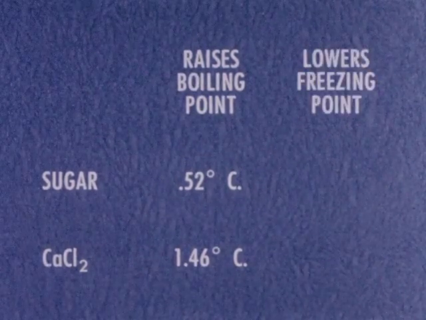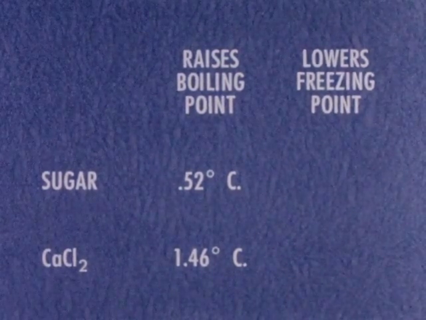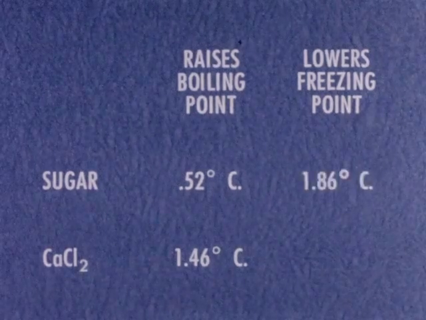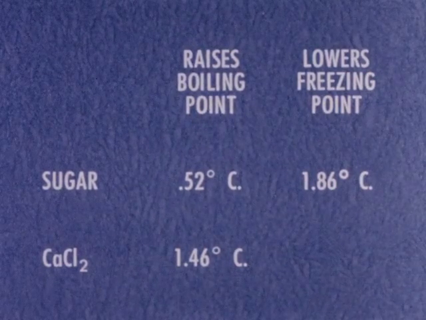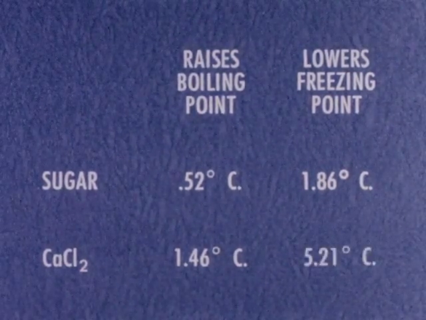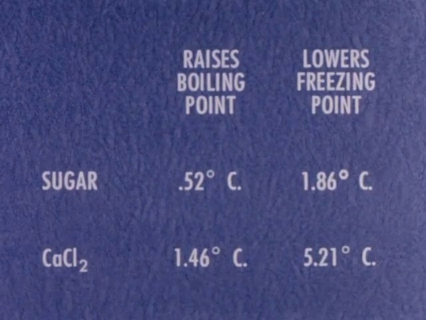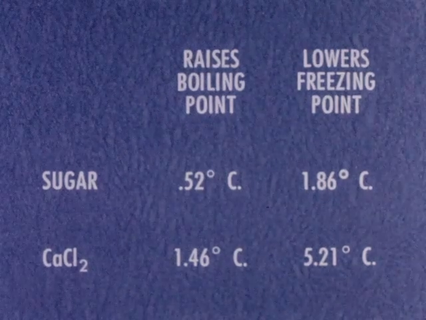The freezing point of water is similarly affected. The freezing point of pure water is 0 degrees centigrade. A molal sugar solution lowers it 1 86/100ths degrees centigrade. A molal solution of calcium chloride lowers it 5 21/100ths degrees centigrade. Again, the effect of the calcium chloride is almost 3 times that of the sugar.